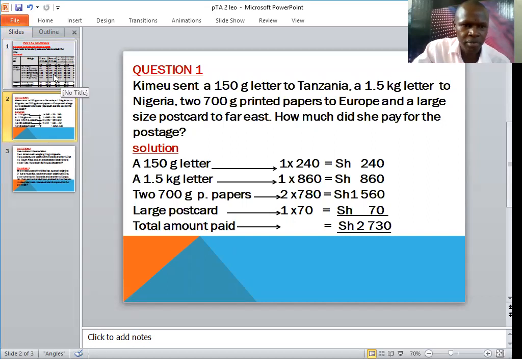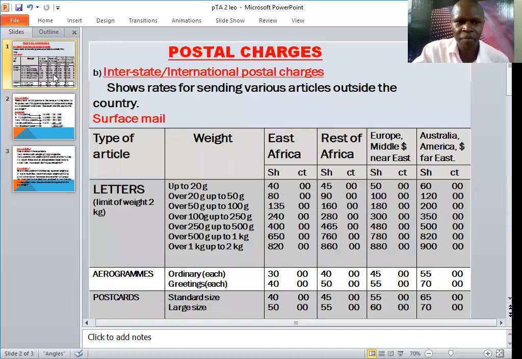Next, a 1.5 kilogram letter to Nigeria. Back to our table. Weight of the letter, 1.5 kilograms. Destination, Nigeria. Let's come back here. Now, where's Nigeria? Nigeria is under rest of Africa. It's not under East Africa, but it is under rest of Africa. Let's come back here. What's the weight of the letter? 1.5 kilograms. It is here. Within, over 1 kilogram up to 2 kilograms. It is within here.